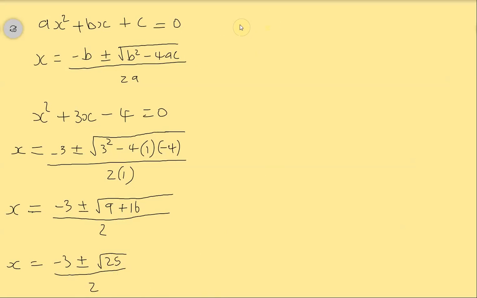Now we can continue, x is equal to minus 3 plus or minus the square root of 25 is 5. Great. And that's over 2. Good. Therefore x is either equal to negative 3 plus 5 upon 2, or x is equal to negative 3 minus 5 upon 2.